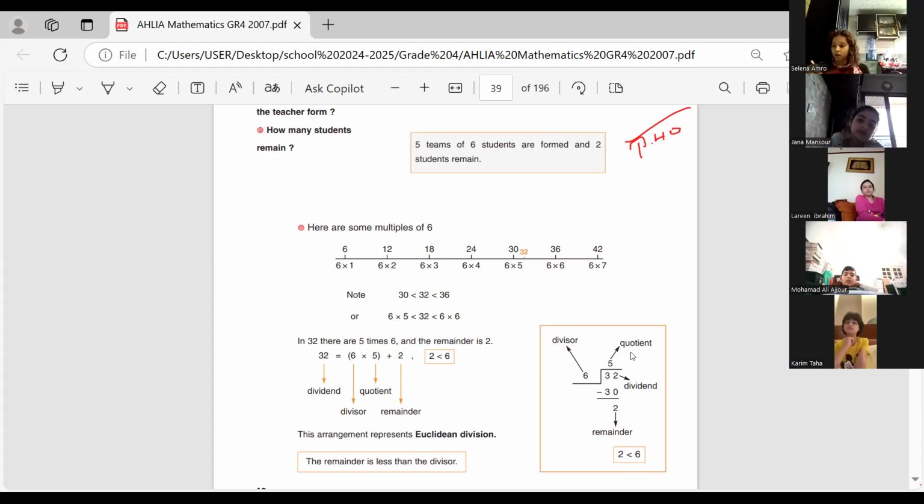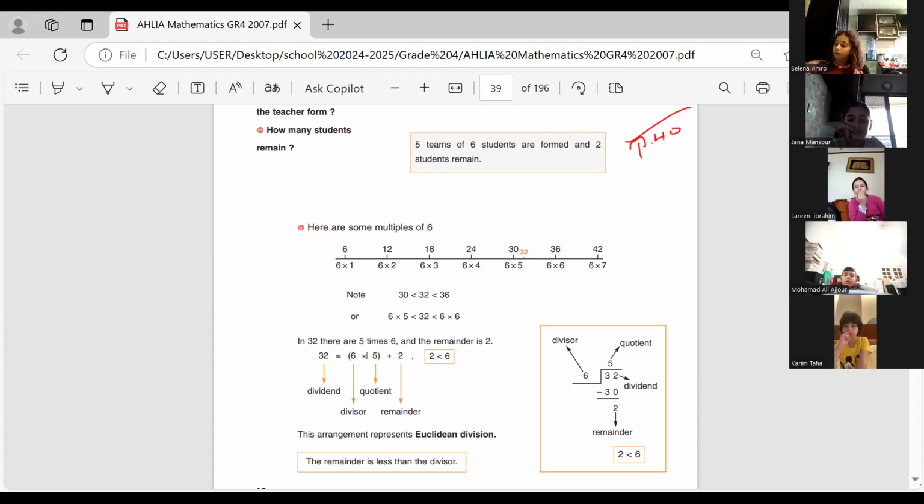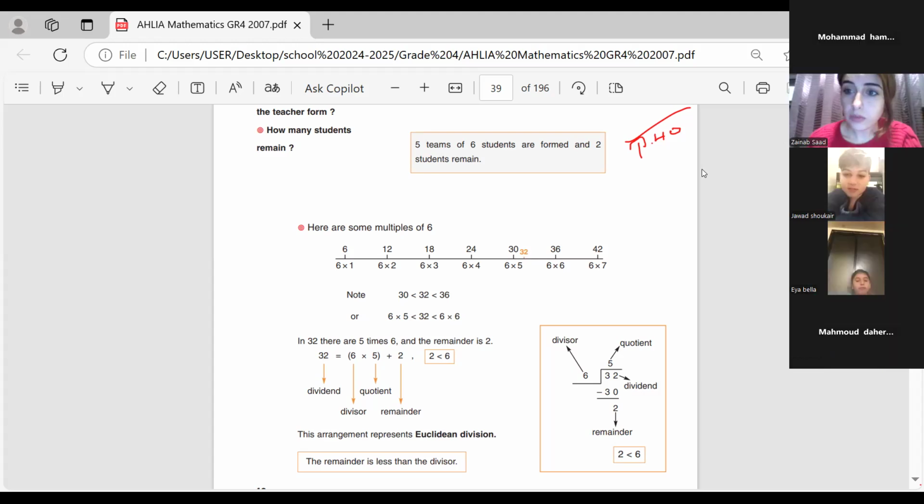So always you have to think about the number that is less than this number. We have to think about 30, which is less than 32. So it's going to give us 30 plus how many remaining? How many remainders? 2. I'm going to show you how.